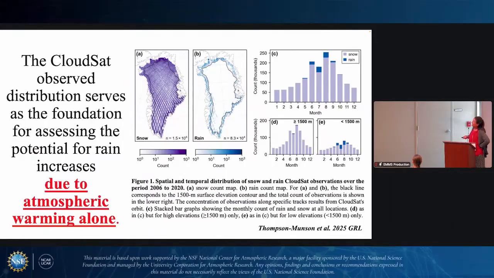And so then once we have this distribution, it sort of serves as a foundation for assessing the potential for future rain increases. And here what we're just doing is taking the observed distribution and saying, where would we change phase based on our simple thresholding? Now, this seems very simple.